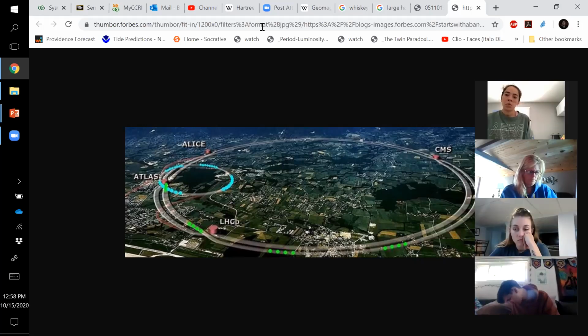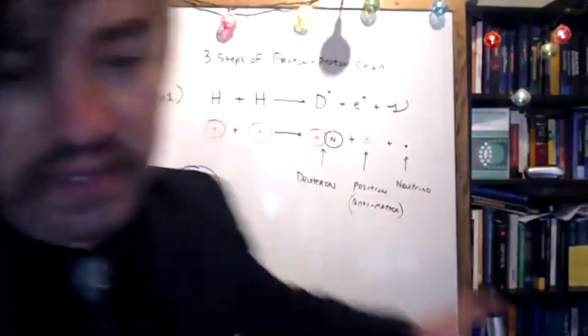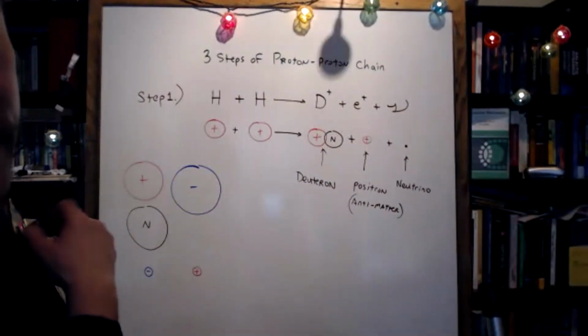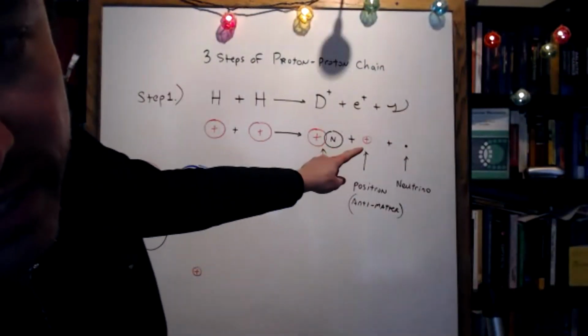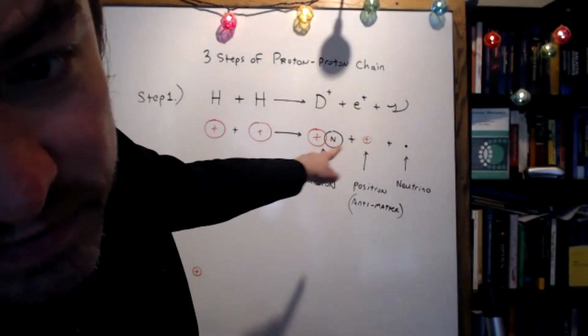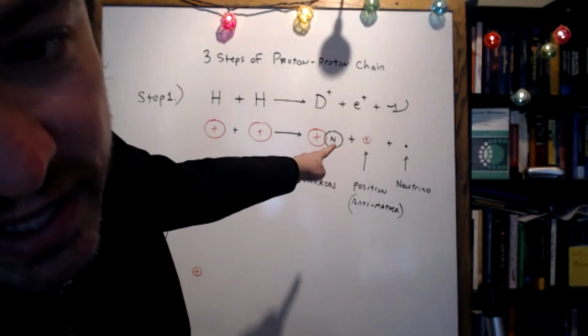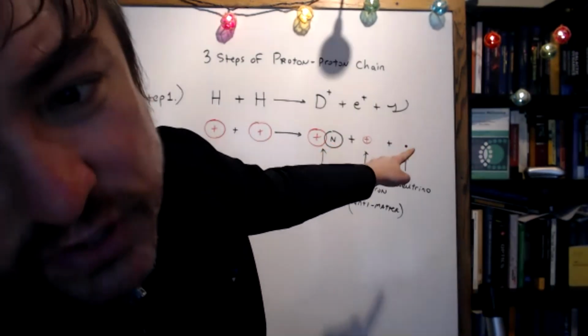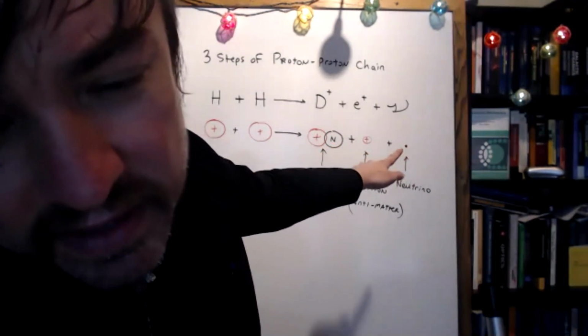I'd like to say more on this, but I'm going to run out of time, and I want to at least do the 3 steps of the proton-proton chain. So you can think of the purpose of the positron is the positron removes the positive charge from a proton, turning it into a neutron. The neutrinos are weird. Maybe I'll talk about them later.